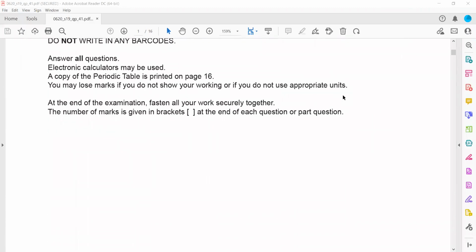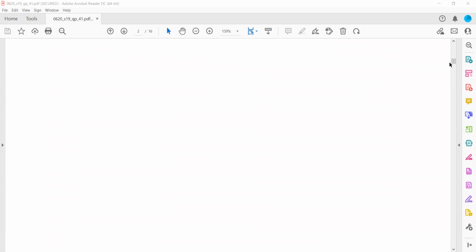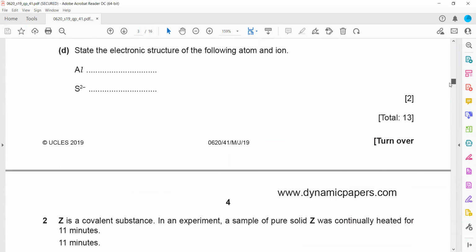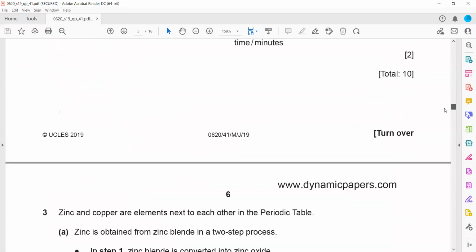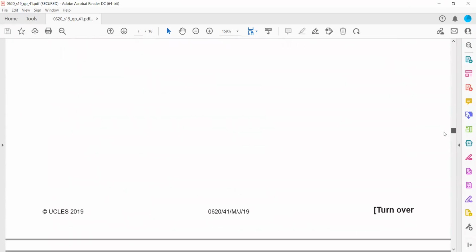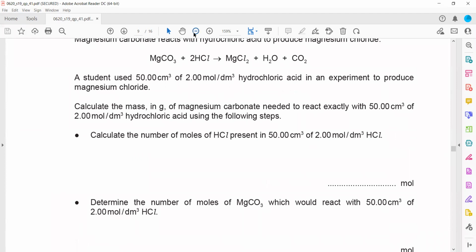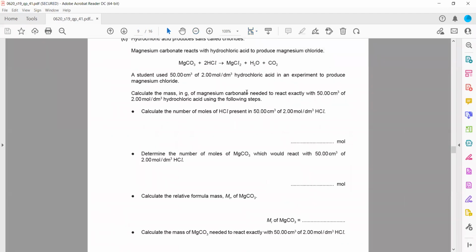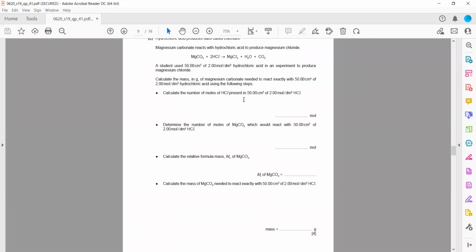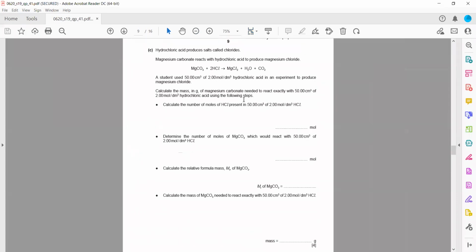This one is May 2019, paper 4, variant 1. The first part I will discuss is the moles topic, if I can relate it to moles. So this is a full question related to moles.